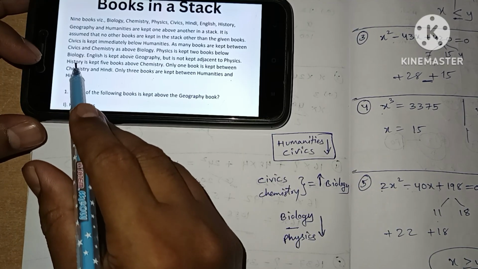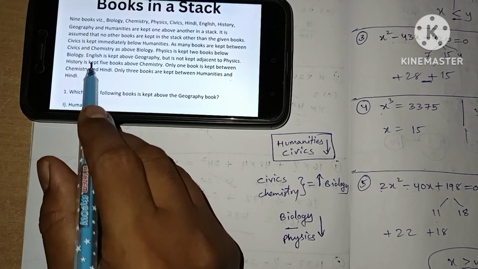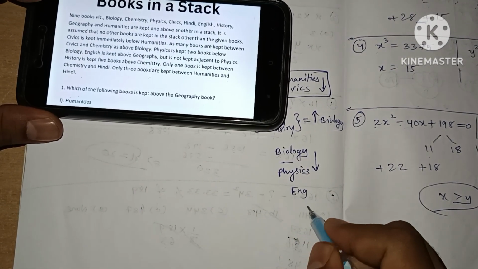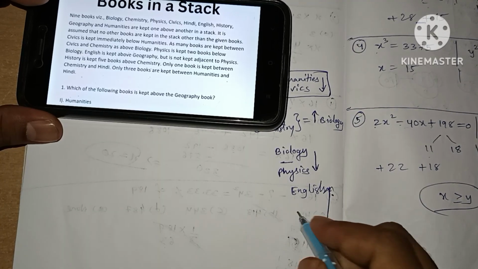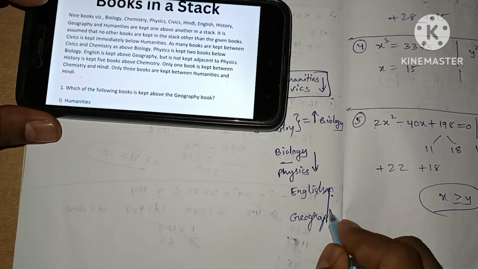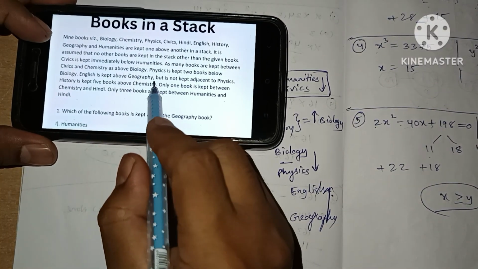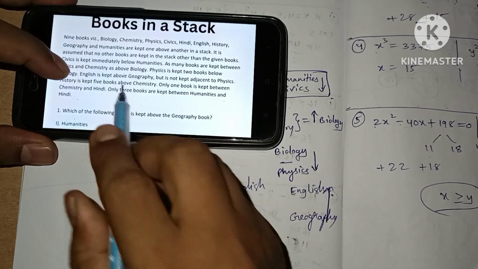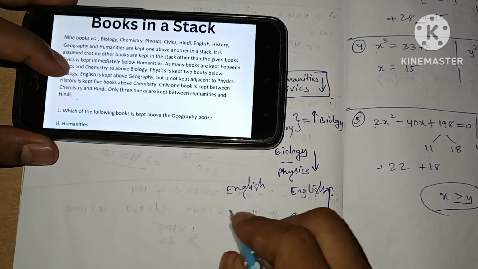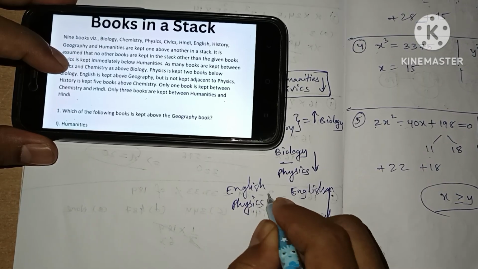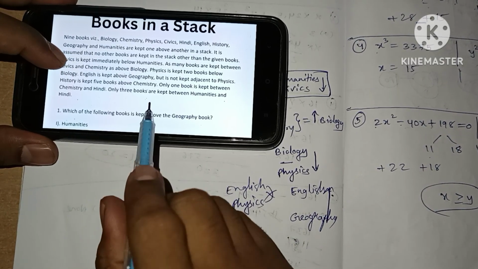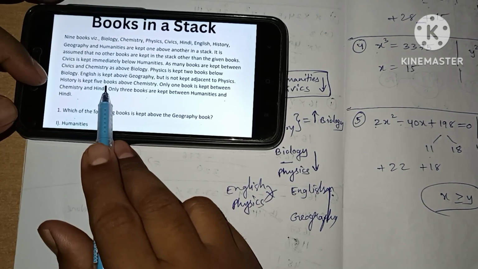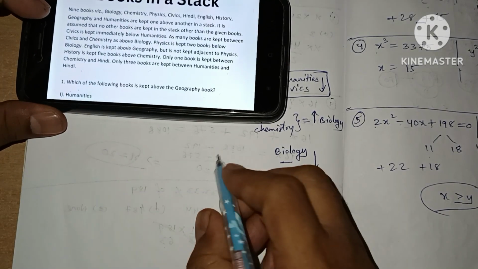English is kept above geography. Next one: it refers to English. English is not kept adjacent to physics. So English and physics must not be adjacent to each other. Okay, next, we see history is kept 5 books above chemistry. Let's see chemistry here.